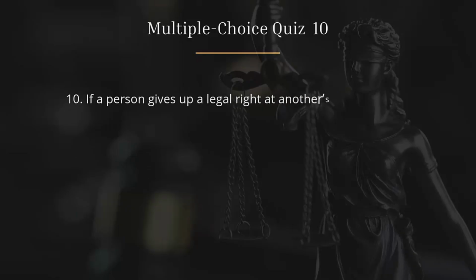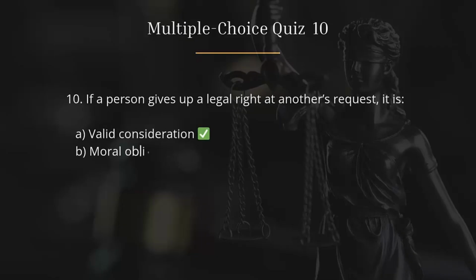Multiple choice quiz 10. If a person gives up a legal right at another's request, it is A. Valid consideration, B. Moral obligation, C. Past consideration, D. Gratuitous promise.